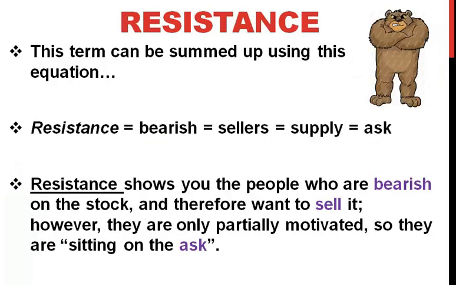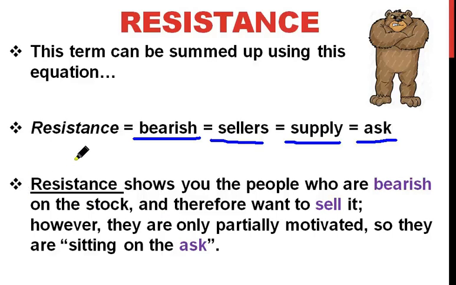Now on the other side of the coin, we have resistance. And again, this term can be summed up using this equation. Resistance equals bearish. So, you out there, the bulls versus the bears. The bears are where people aren't feeling so good about something. So when people aren't feeling so good about something, they become sellers. And that is where, going back to our economic people, the supply is. And that is our level 2 terminology, the ask. So again, resistance, people are bearish on the stock, therefore they're sellers. And that's where the supply is, and that's the ask.